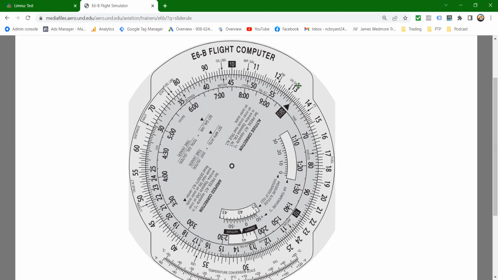Now again, I'm going to ask you guys this. Do you think this is 133 or is it 13.3? I'm going to wait for your response. See if you're still awake in the chat.